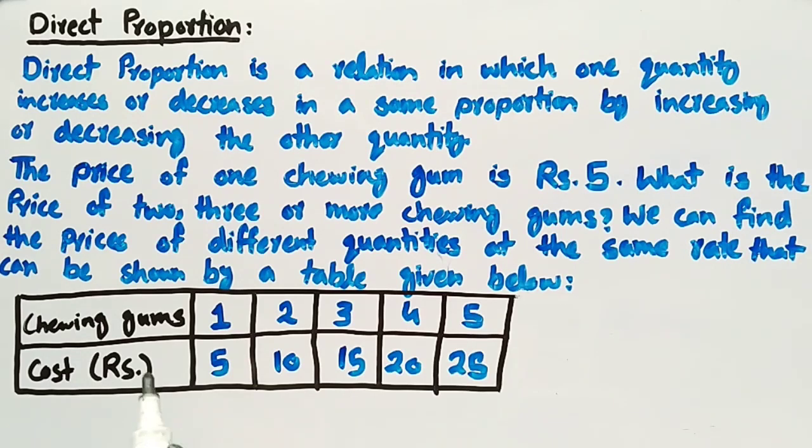From this table, we can observe that the price is increasing in the same proportion as the quantity is increasing. Then it is said that the price is directly proportional to the quantity, and such proportion is called the direct proportion.